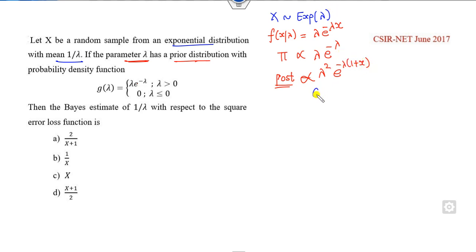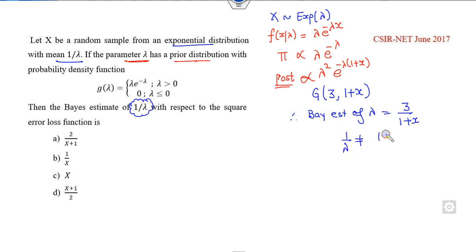What is the distribution? Again a gamma distribution with the parameter 3 and 1 plus x. But right now we are talking about this, so if I found the Bayesian estimate of lambda, it will be the mean of this, fine. But here they are talking about this 1 over lambda. So remember that 1 over lambda is not equal to the Bayes estimate of this. This is not true. So how can you find it?